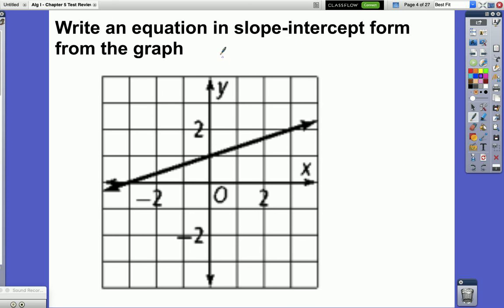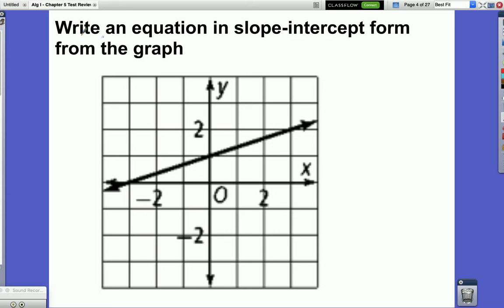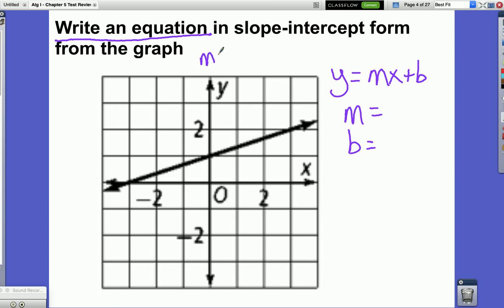Write equation in slope-intercept form for the graph. Anytime I ask you to write an equation, you need to write y equals mx plus b, and then m equals and b equals. M is the slope. We just did one on the last page. Slope of a graph is rise over run. So find 2 points. This one we go up 1 over 3. 1, 2, 3. So your slope is 1 over 3.